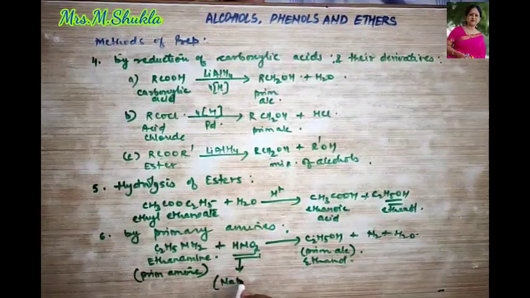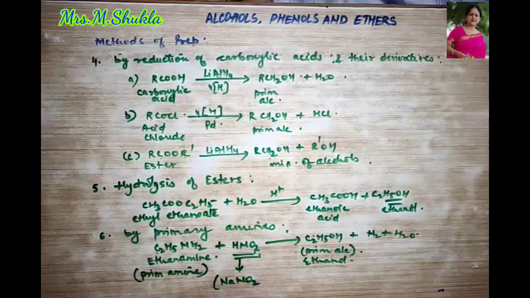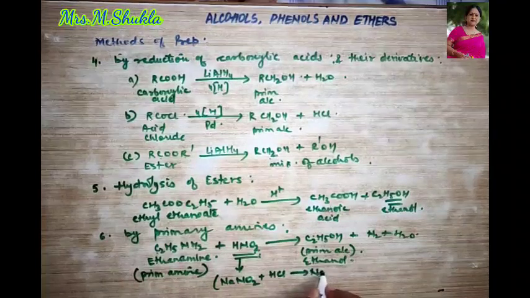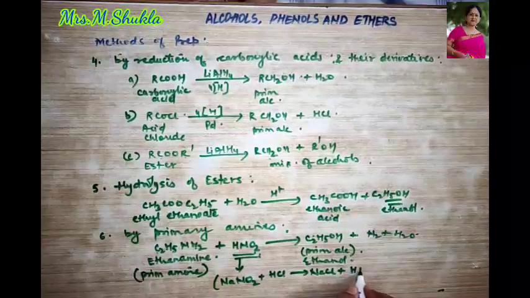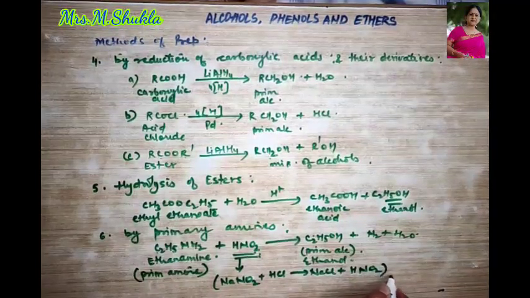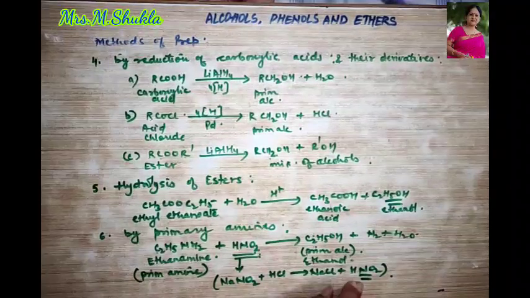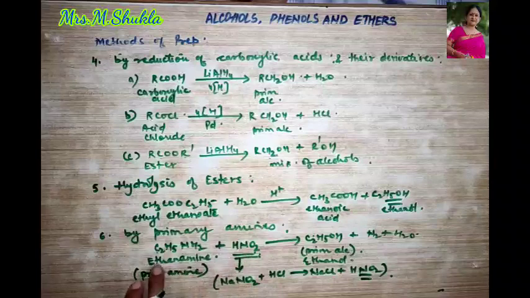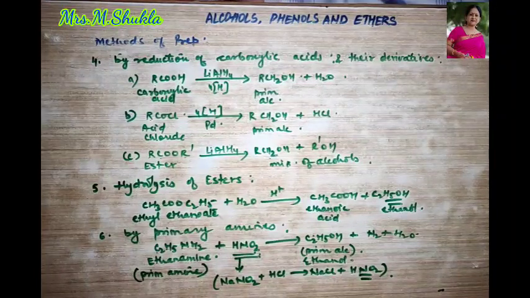When NaNO2, that is your sodium nitrite, is treated with HCl, it forms NaCl plus HNO2. This is how the nitrous acid is obtained to be treated with the primary amine. So I hope till here it's clear.